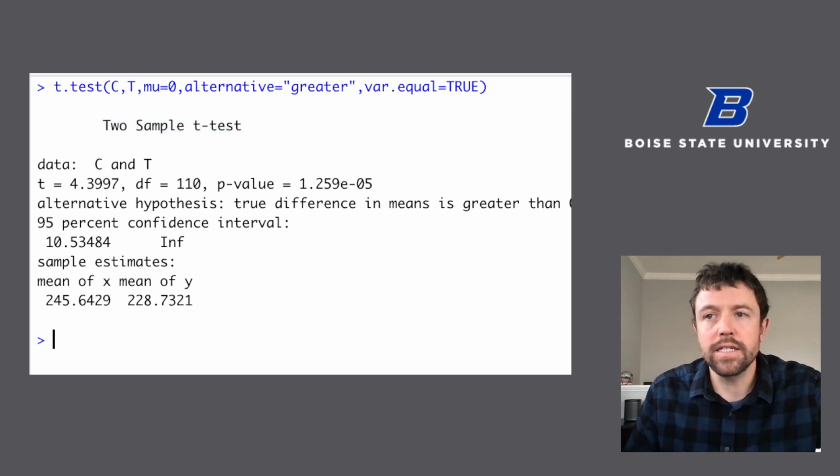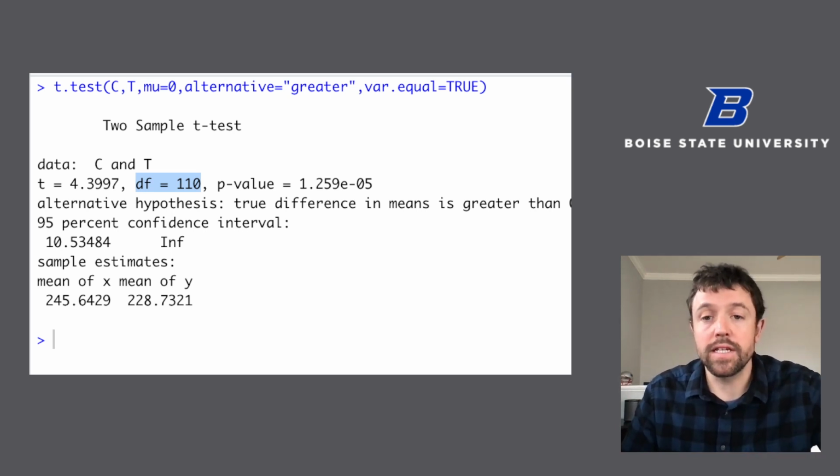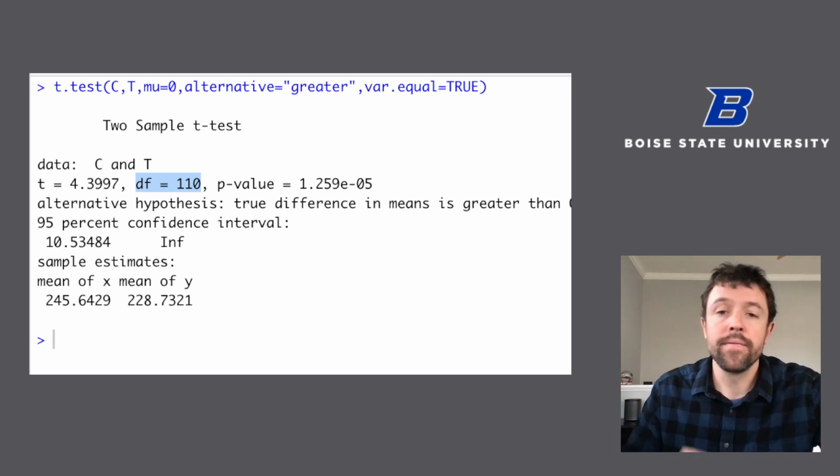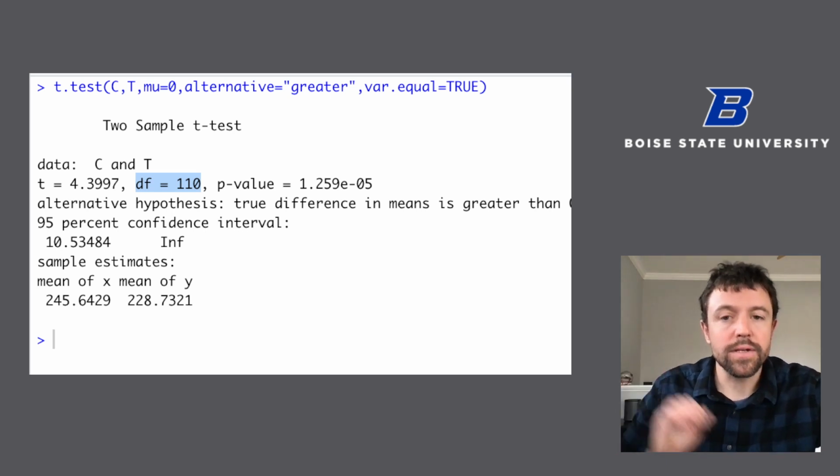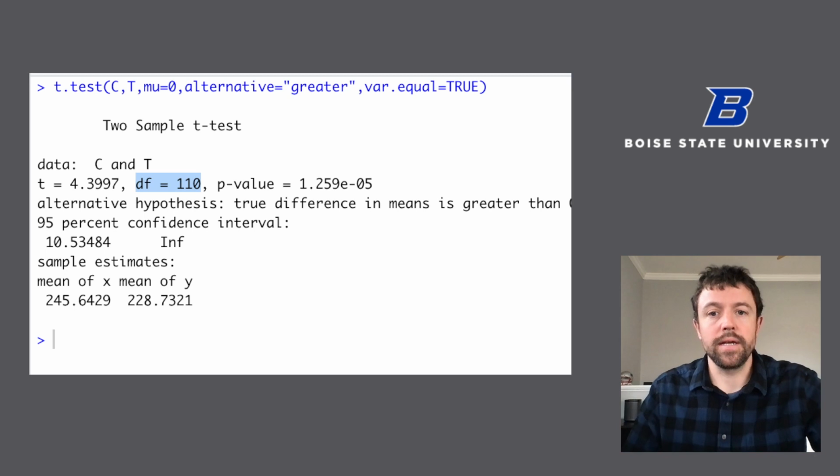I think the best thing to check in your software output, to make sure that you've done the right test, is the degrees of freedom. The degrees of freedom for this test, which I'll talk about more when I do this by hand, are total sample size minus 2. So it's n1 plus n2 minus 2. 56 plus 56 minus 2 is 110. So when you're doing pooled, that's what your degrees of freedom should be.